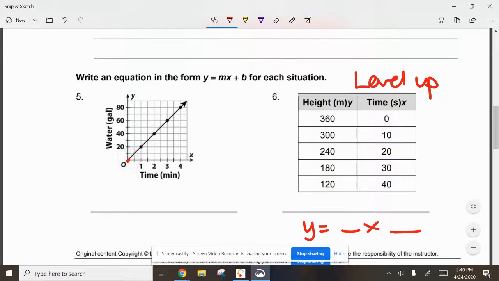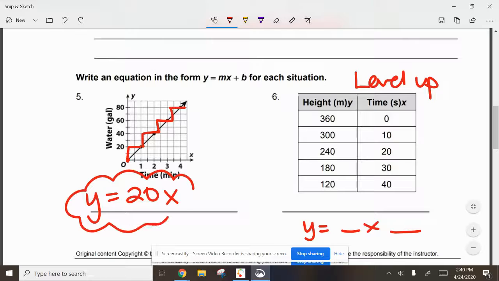We see that's at 0. And then we're going to rise 20 over 1. Rise 20 over 1. That's the pattern. How would you write that as an equation? Would you put plus 0? You don't need to. It's pretty redundant, which means not really needed. All right? So that's your answer for that.